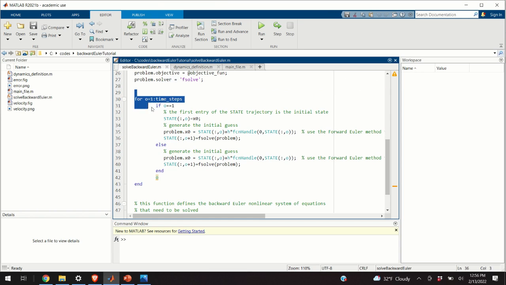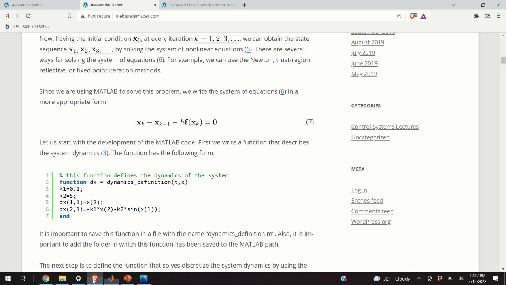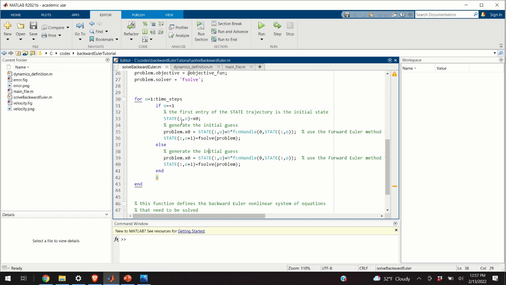The next step is to iteratively solve the equation 7. So starting from k equal to 1 and knowing x of 0, I want to compute x of 1. That is, I need to solve a system of nonlinear equations. So k is my time index. It varies from 1 to the total number of time steps. Here I complete, or actually I fill in my state matrix. So the first column of the state matrix will be x0, that is your initial condition.